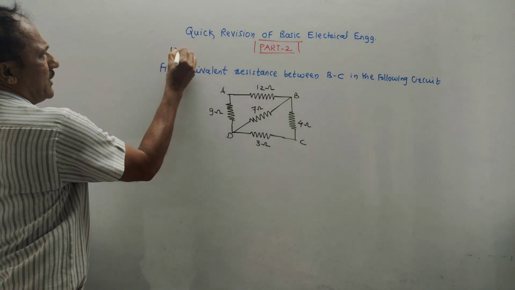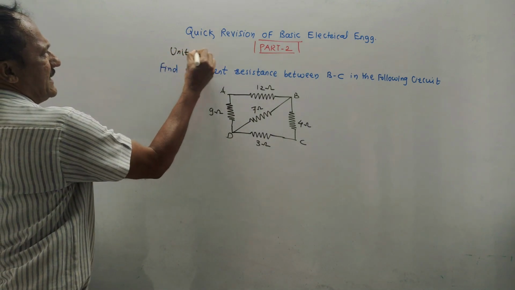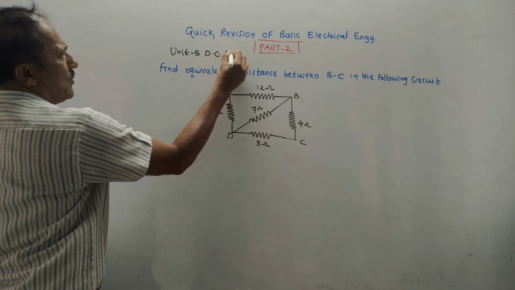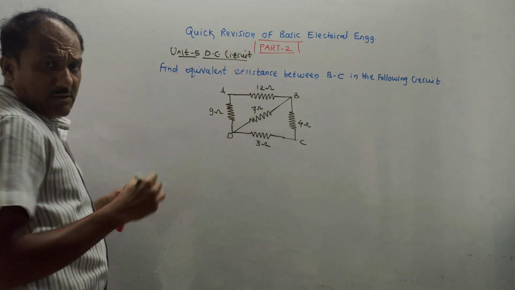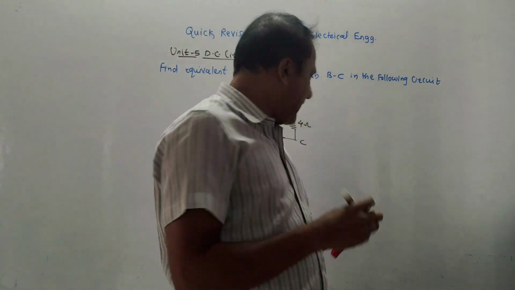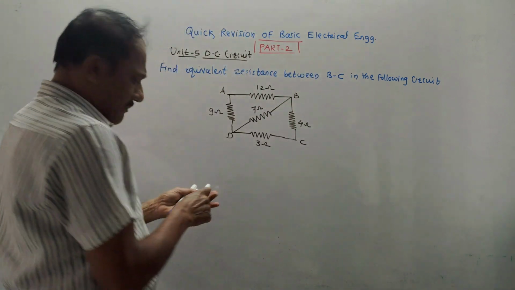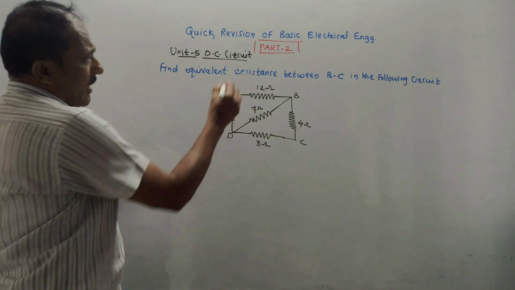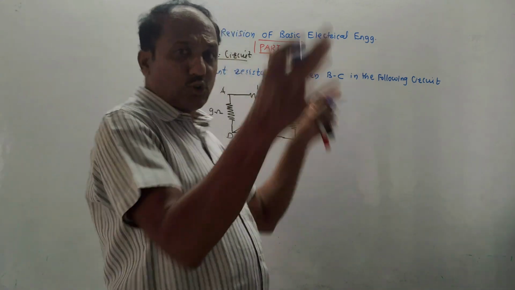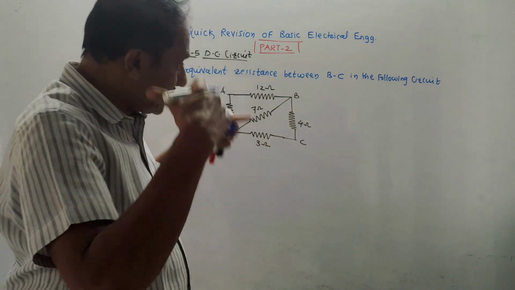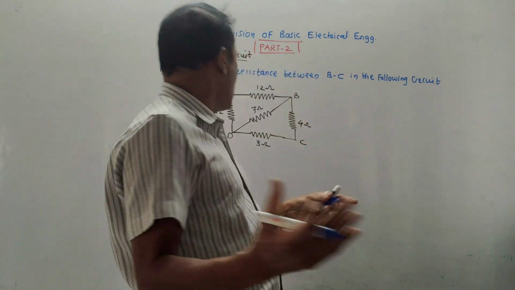Let us start with unit number 5, which is DC circuits. From this unit, you can expect more numericals compared to the theory part. So without wasting the time, let us start the session. Before I forget, I will give you some important clues to solve the numericals. Don't skip the numericals. There are certain tricks so you can easily attempt any numerical.